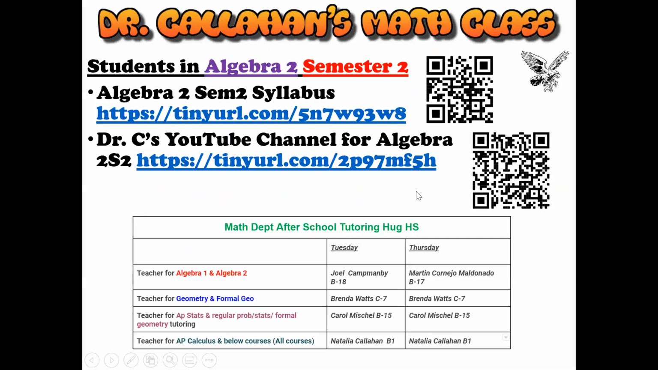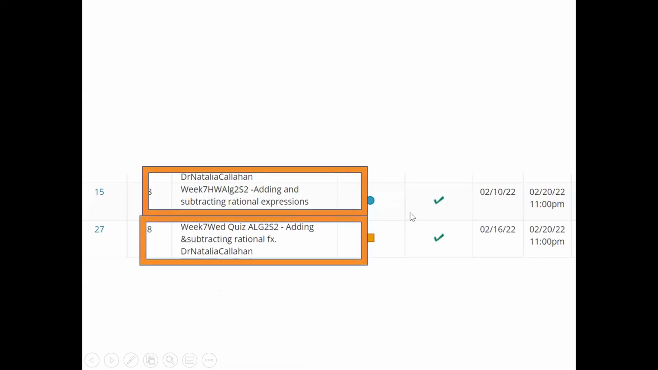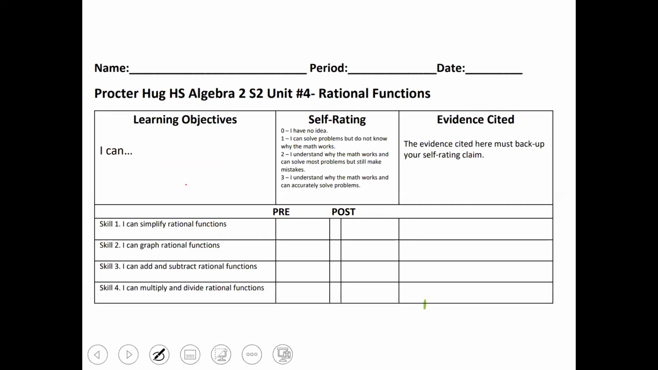So this week, keep in mind that your 2 assignments are your Math Excel quiz, which you spent some time on yesterday and should have finished in class, and also your homework, which is on adding and subtracting rational expressions. You have until Sunday to finish this, so make sure you have those 2 items completed.